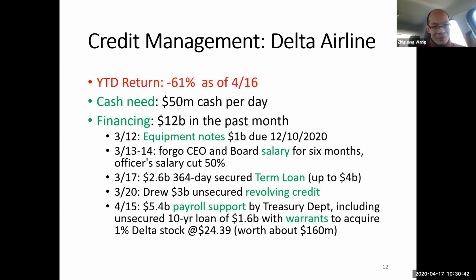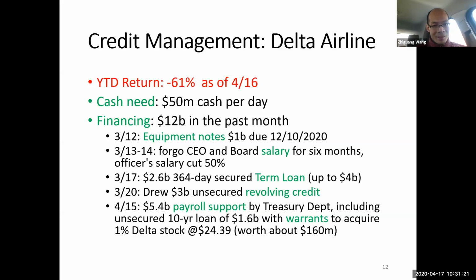I mentioned I'm going to talk quickly about some of those big names in terms of how the corporates are managing the credits. The example of Delta Airlines, and all other airlines have been going through the same thing. Delta Airlines' stock year-to-date return was minus 61% as of yesterday. And based on their CEO's projection, they need $50 million of cash every day. Their airlines are 90% grounded.